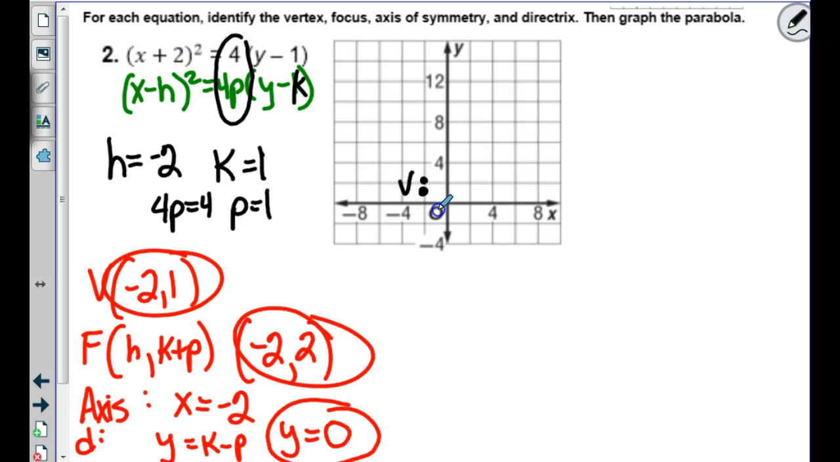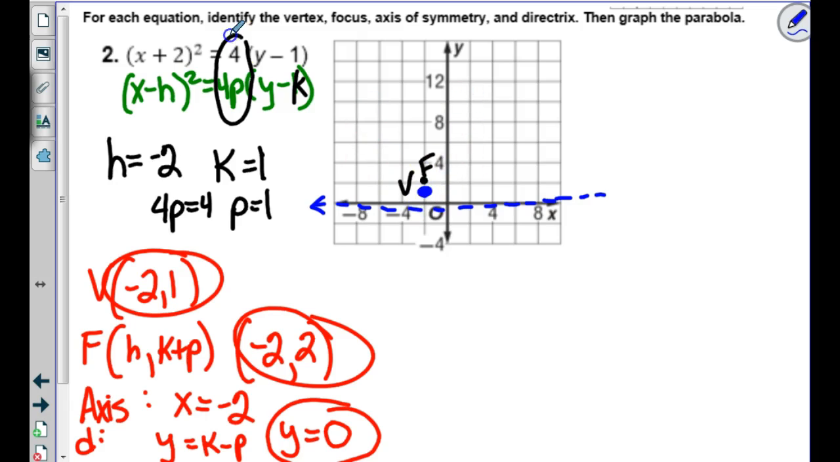So which way is this parabola opening? Up and down, and it's opening up, right? Because the focus is inside the parabola. The axis of symmetry, x equals -2, would be up and down through the middle. And the directrix is y equals 0, which is actually the x-axis. So it goes through this vertex, right in the middle there, and it opens up and down.